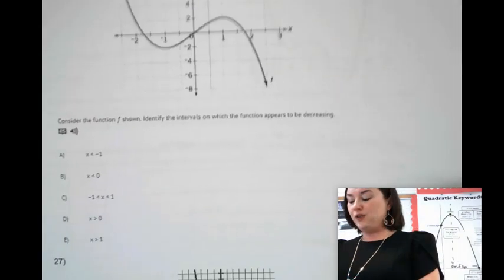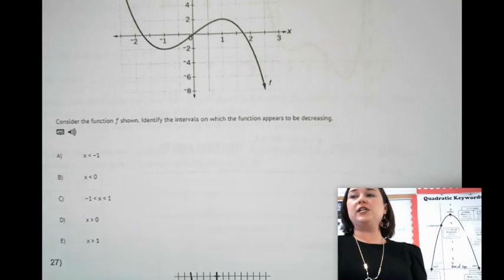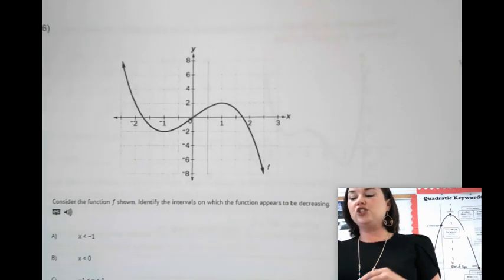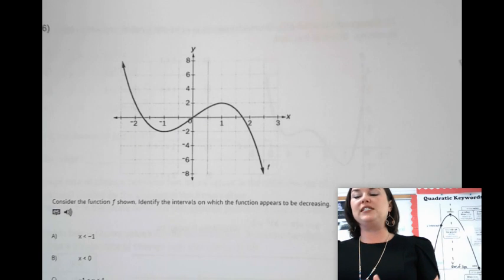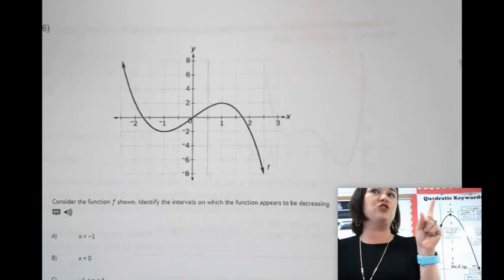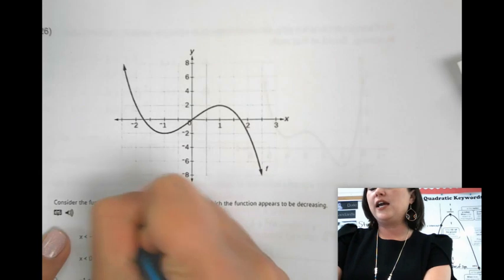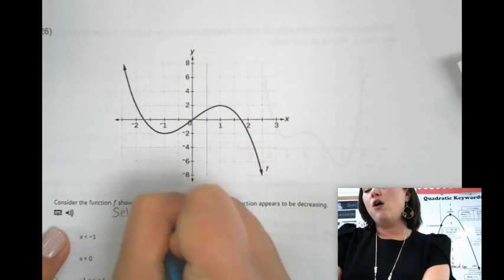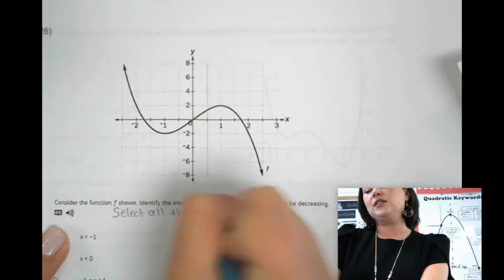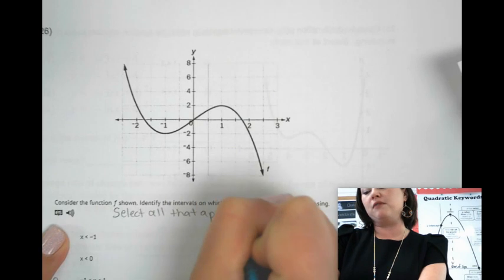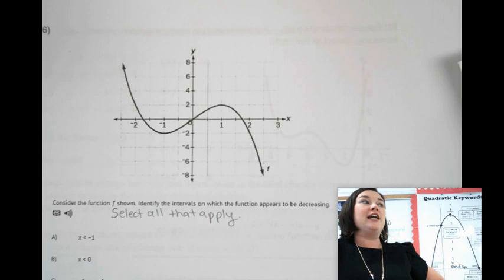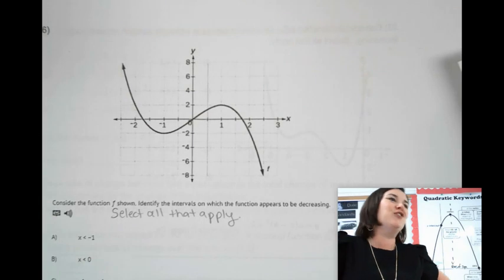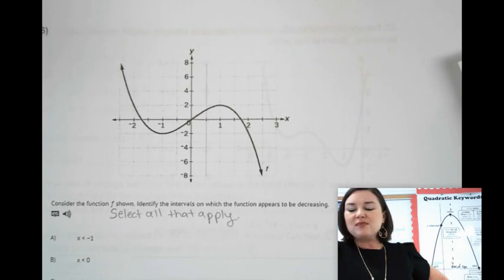There's something I need to add in the instructions on number 26. It says, consider the function f shown. Identify the intervals on which the function appears to be decreasing, and here's what they left off in the directions. Select all that apply. What does select all that apply change about the problem? You can have more than one answer. And guess what? There's more than one answer here, or I wouldn't be telling you to add that.